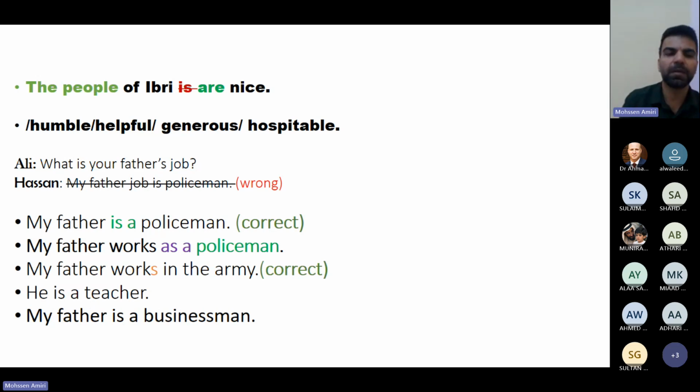He is the pronoun for my father. We say he or she. She is a housewife, or she is a doctor. What's your mother's job? She is a doctor. She's a nurse. She's a teacher, or he is a teacher. So be careful about this.